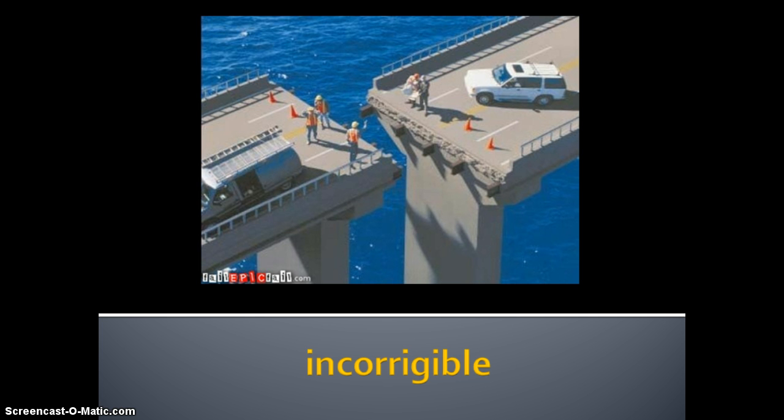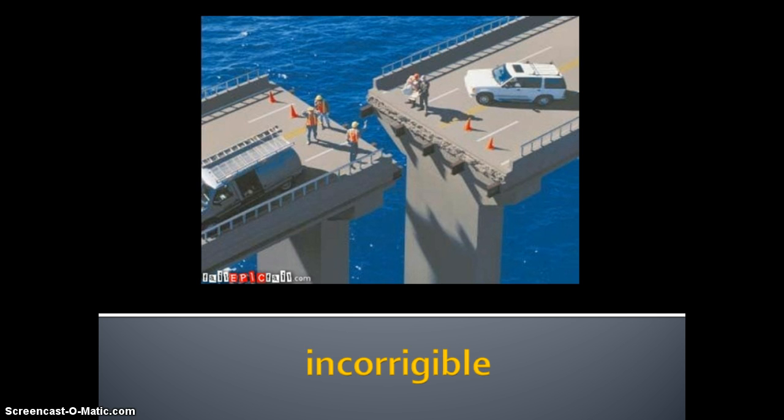Our next word, incorrigible. Incorrigible is a great word. It's an adjective. Second syllable is accented. It means not able to be corrected or beyond control. And not that this picture here is unable to be corrected forever, but this mistake is pretty incorrigible.